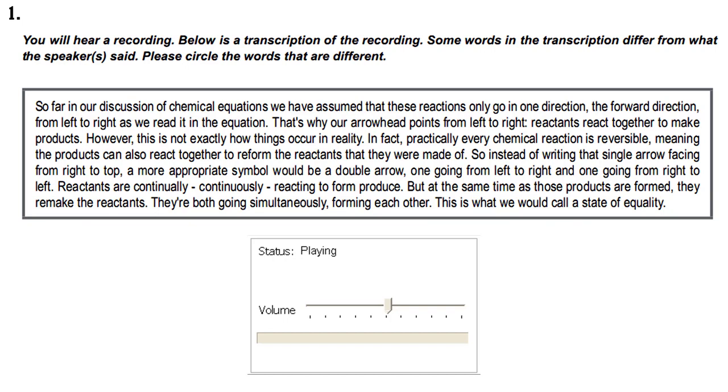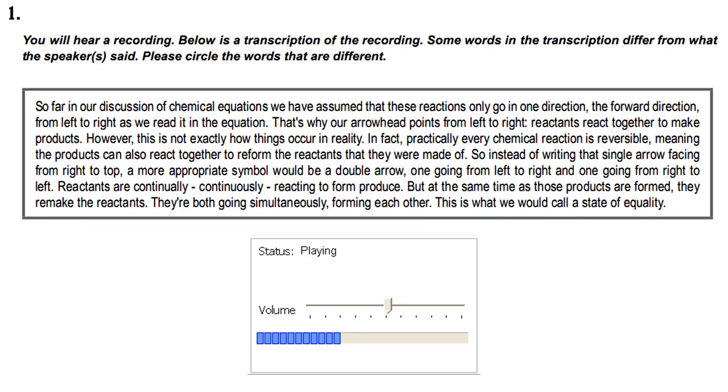So far in our discussion of chemical reactions, we have assumed that these reactions only go in one direction, the forward direction, from left to right as we read it in an equation. That's why our arrow points from left to right. Reactants react together to make products. However, this is not exactly how things occur in nature.